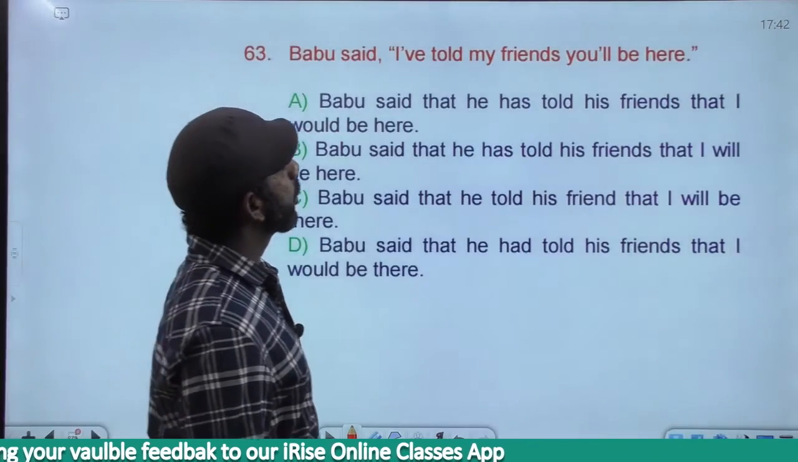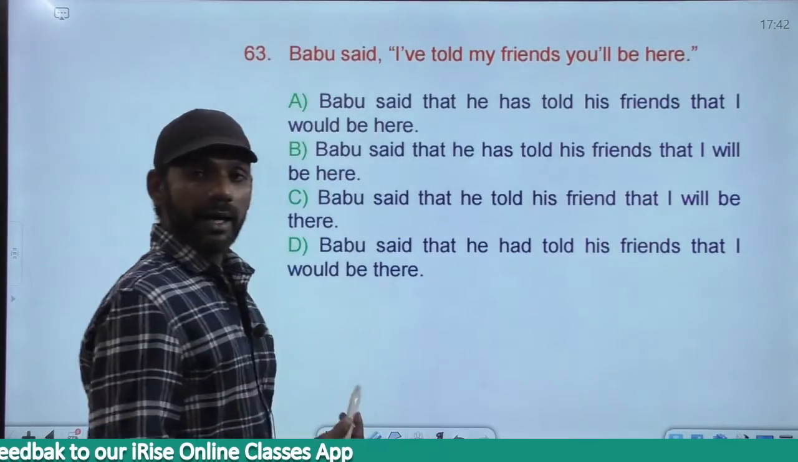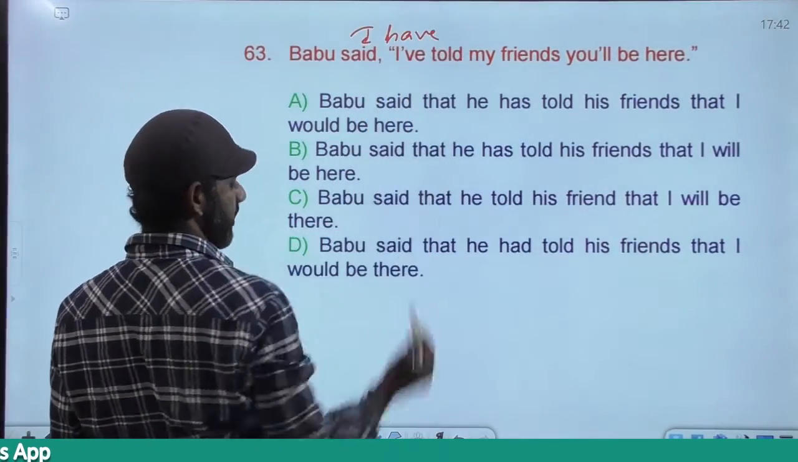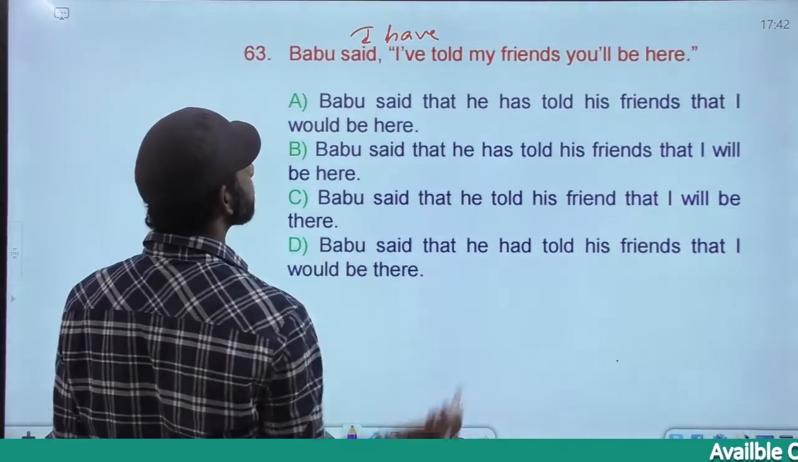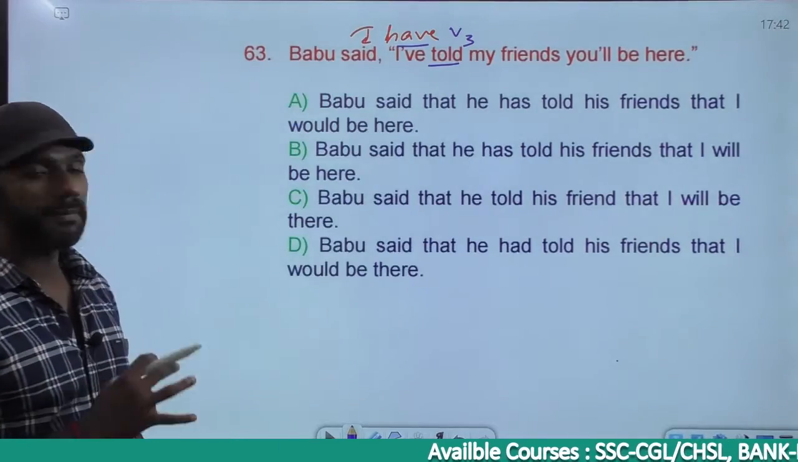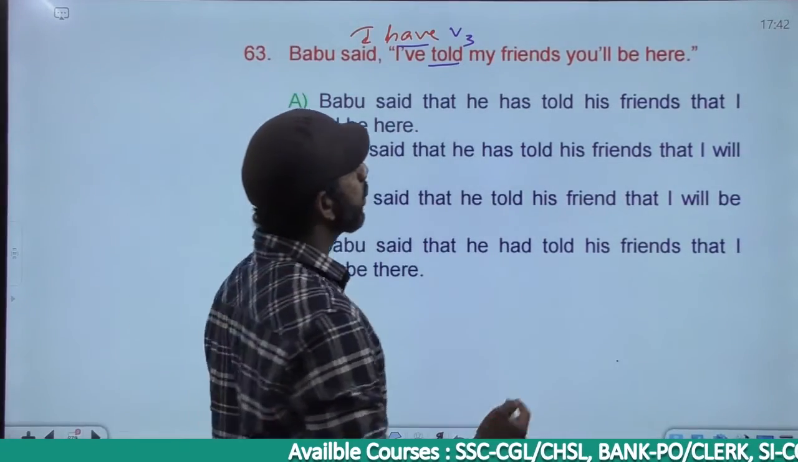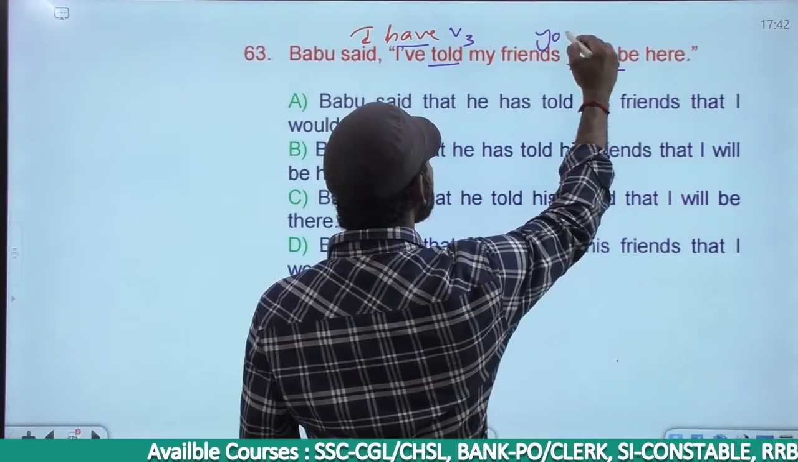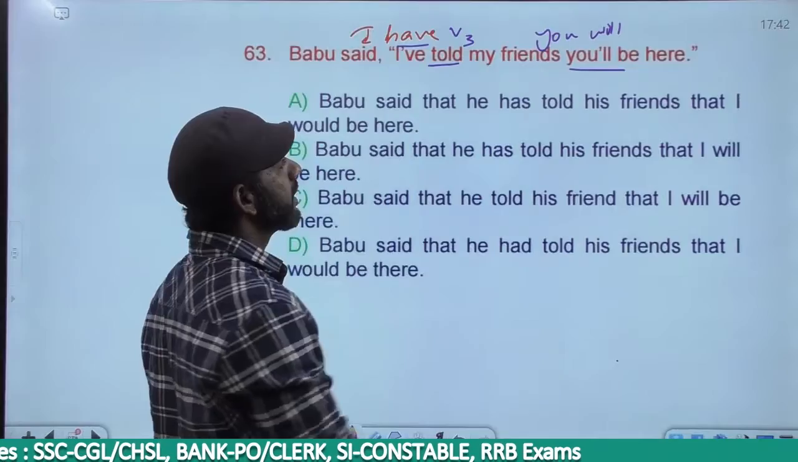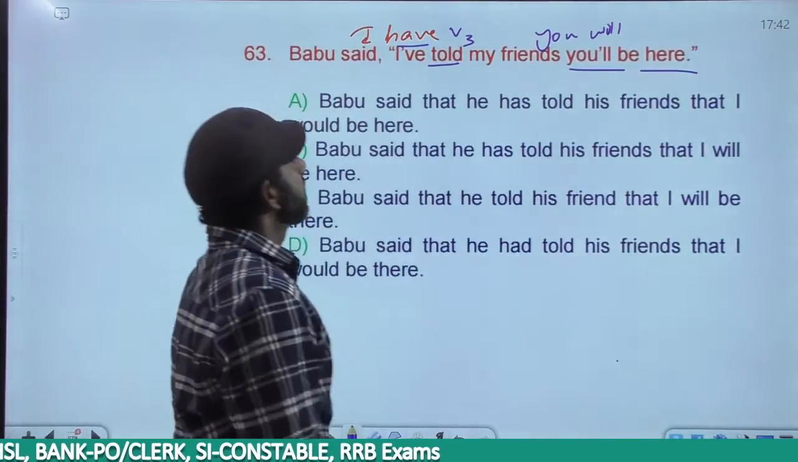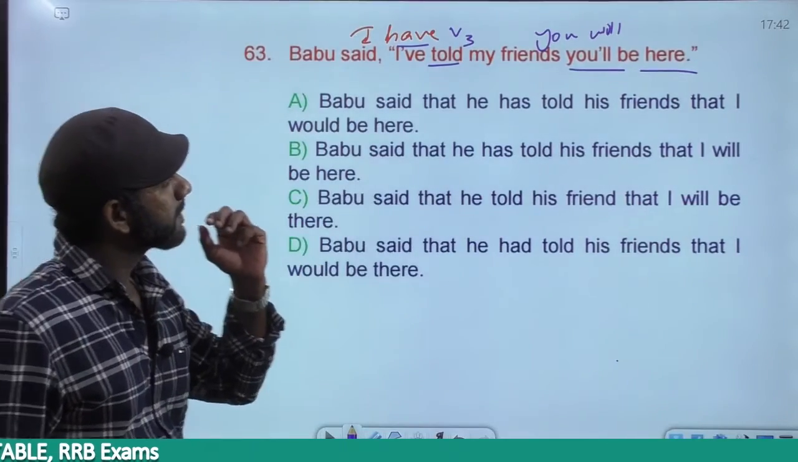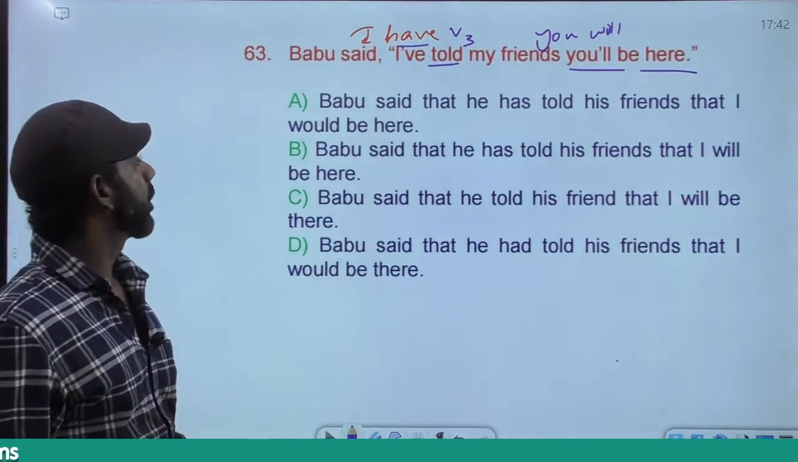Babu said, I've told my friends you'll be here. I apostrophe VE is a short form of I have. So I have told is have plus V3, present perfect. Present perfect must become past perfect. My friends, you will. U apostrophe LL is you will. Will changes to would. You will be here. Here changes to there. So present perfect must become past perfect. Will must become would. Here must become there.